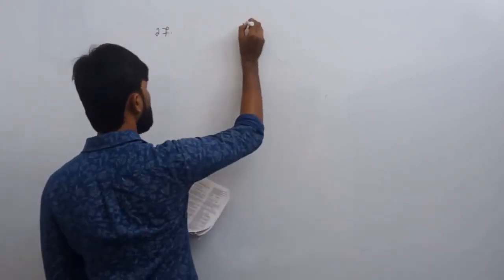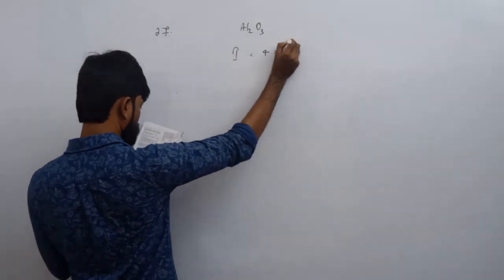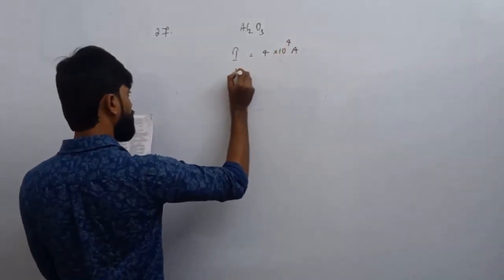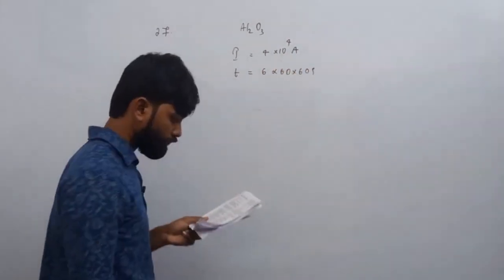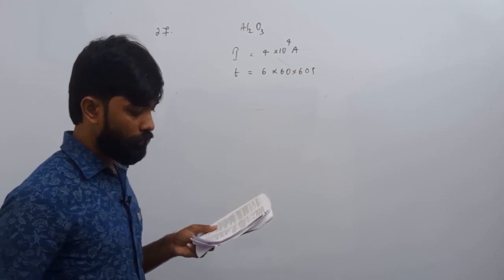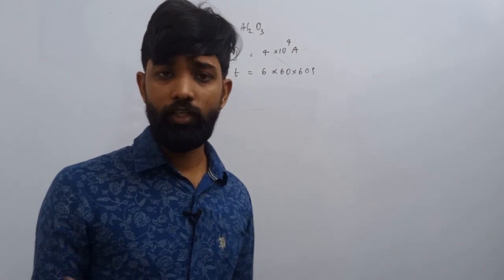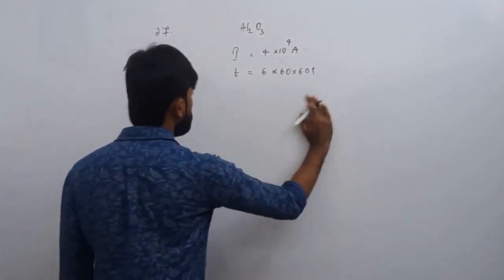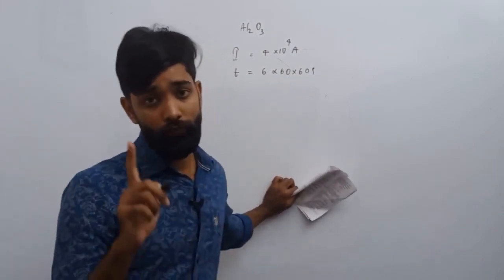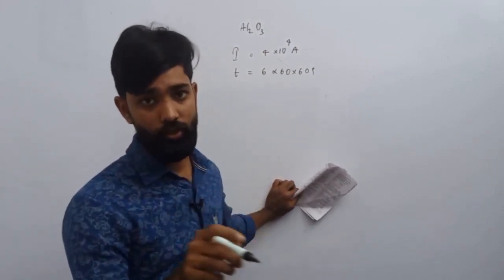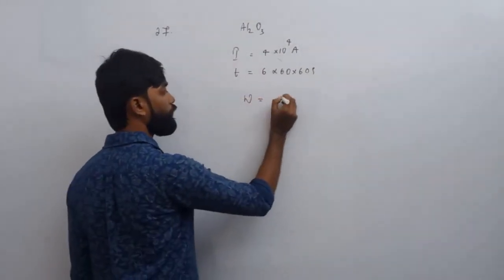So we have Al2O3. The current passed is 4 into 10 raised to 4 amps, and the time is 6 hours, which means 6 into 60 into 60 seconds. What is the mass of aluminum produced? You simply find the mass of aluminum, and the current efficiency is 100. So in an ideal case, we choose the current efficiency as 100, so no need of considering that. If the current efficiency is 50, as mentioned, you have to consider the current efficiency. I think we discussed that kind of problem. So here you simply find the weight deposited.